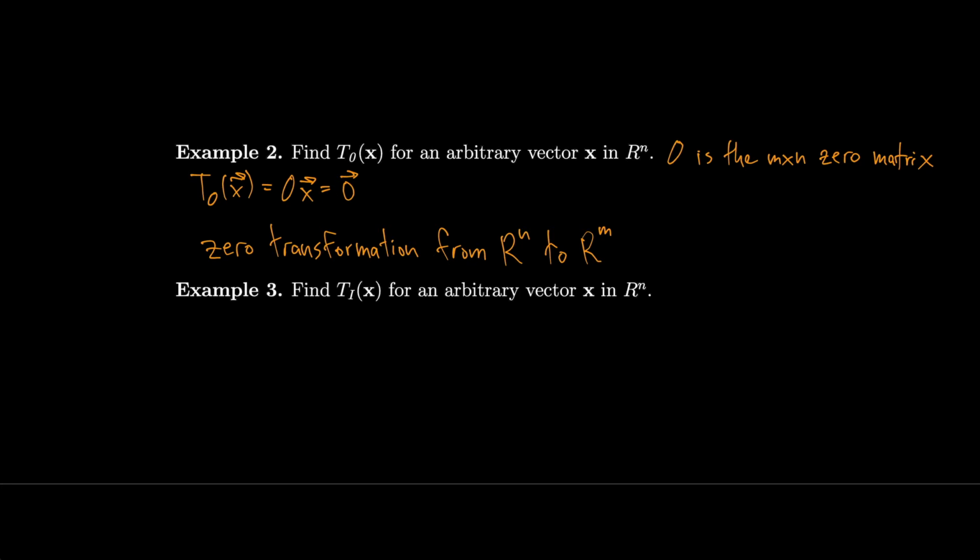Let's now find TI of x for an arbitrary vector x in Rn. Remember, I is the n by n identity matrix.